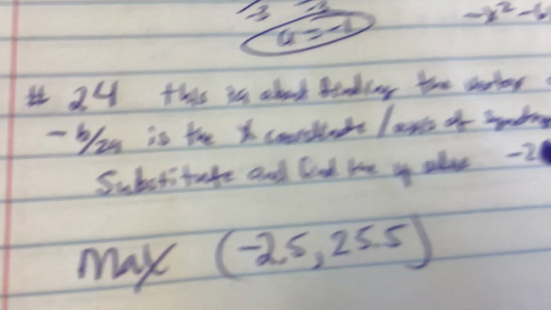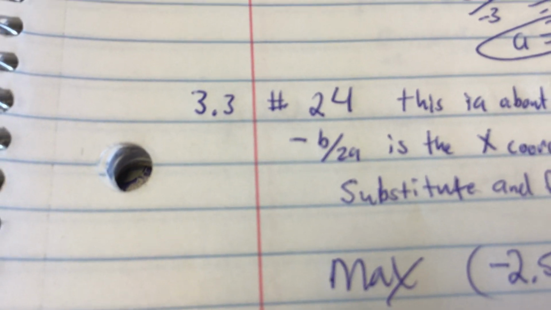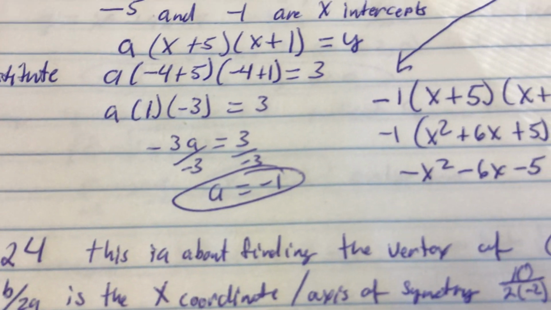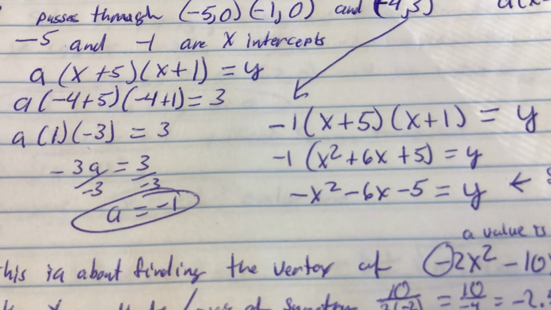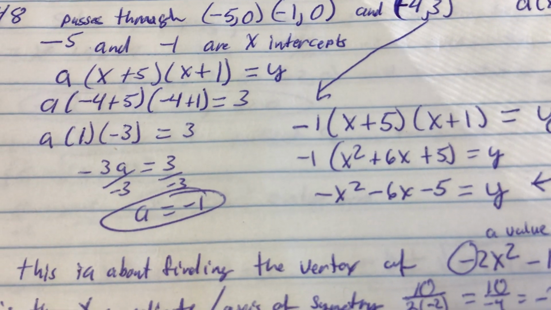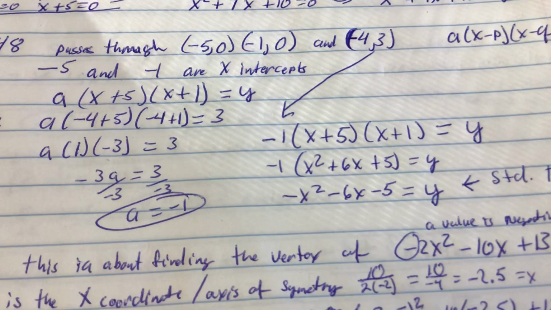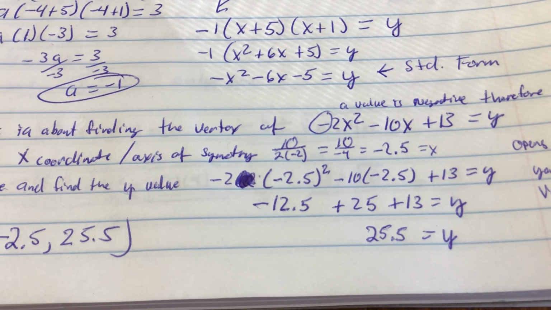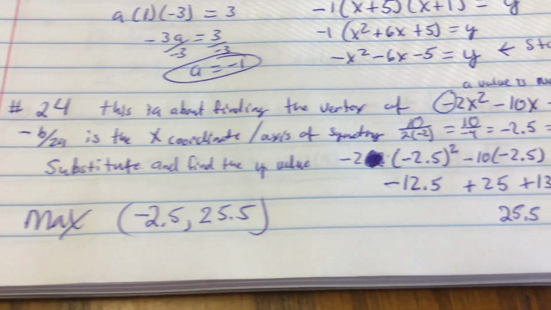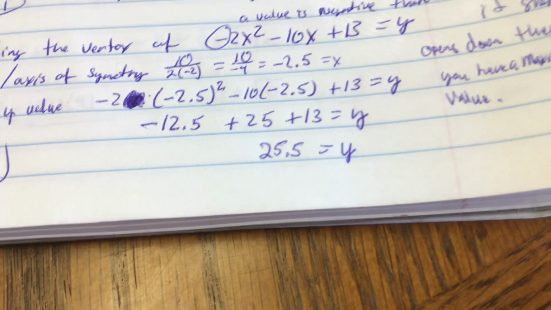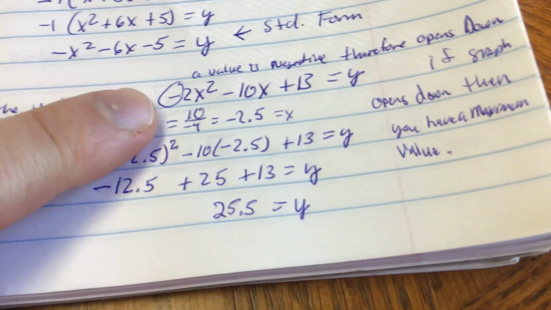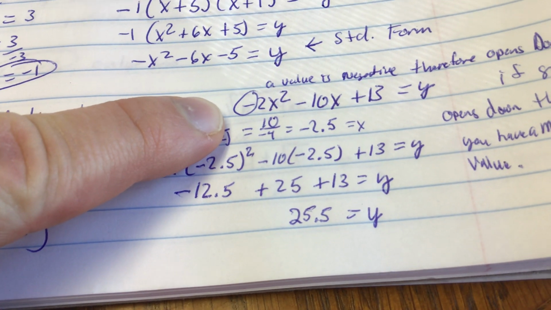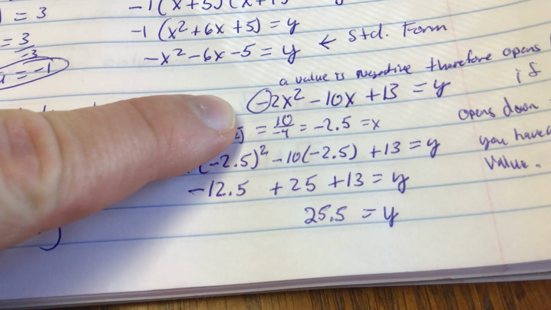Okay, now we're going to move on to 3.3, number 24. This is about finding the vertex, and this is a very key, important way of doing every one of these. So these are going to be critical. You'll notice a whole bunch of the story problems do this too. The key is going to be to find the vertex of a quadratic equation. In this case, the quadratic equation is right here, negative 2x squared minus 10x plus 13 equals y.